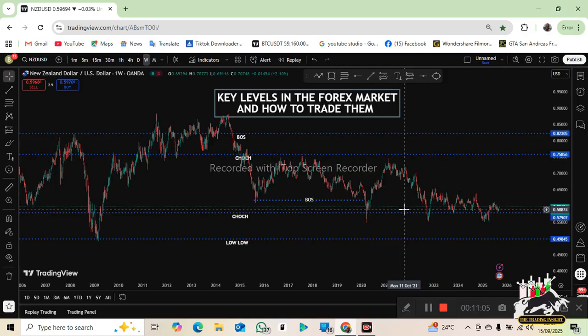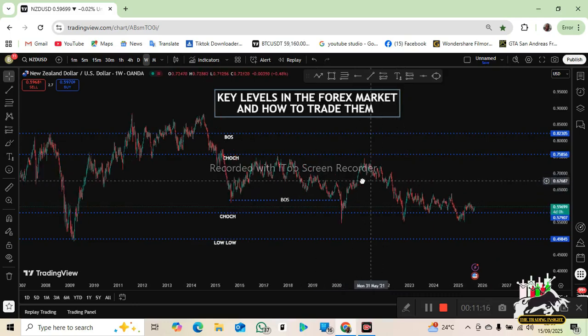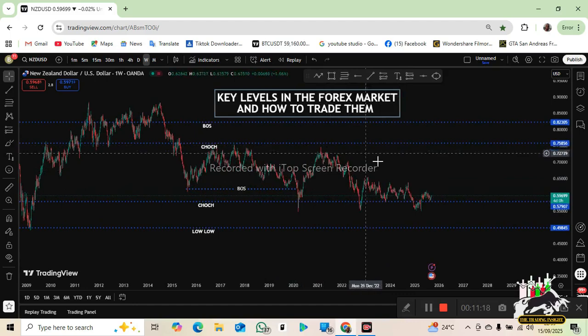There are core things you need: your high and your low, your break of structure, your change of character. I think those are the major things you need in order to simplify this chart. So now what happened here? Now this is what happened here.